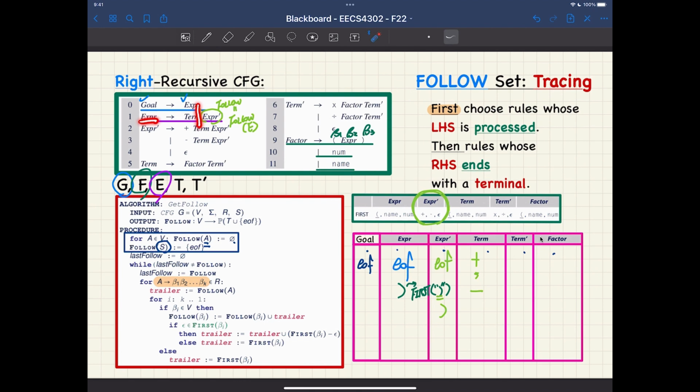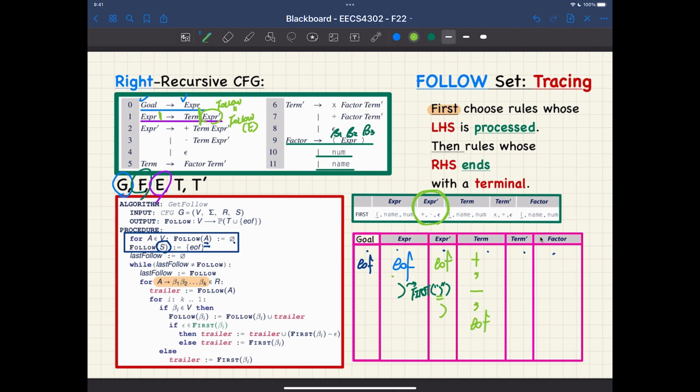For that one, you may want to look at whether or not this can disappear. Can it disappear? It can. How do we tell? Because expression prime over here is nullable. All right? So guys, it's really important for you to see that. Okay. All right, so we also do that. And we also got the follow of expression, which will be exactly here.